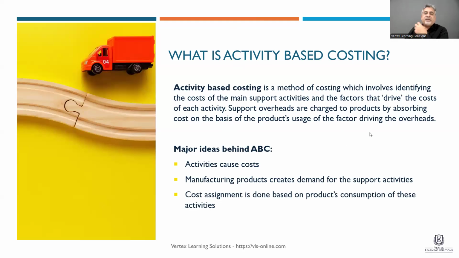And cost assignment is done based on the products' consumption of these activities. Finally, we say that the cost assignment, which means cost allocation, will be done based on the consumption of these activities. So what are the activities which are causing us cost? One activity is customer support. One activity is delivery and transportation. One activity is packing. One activity is, I don't know, anything else. So these are my different activities. And now I say, what is the cost of doing these activities? And then I say, who is using these activities? Let's charge them.